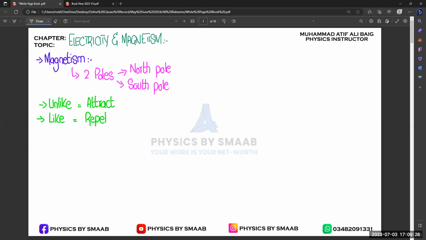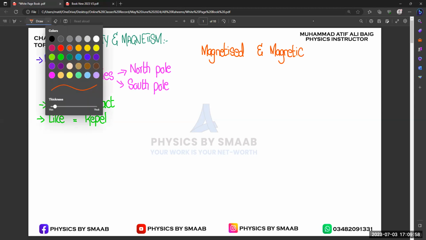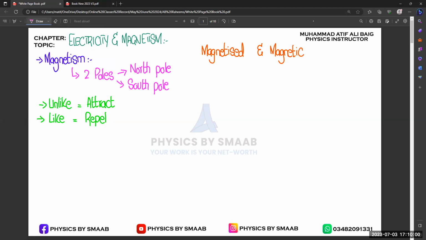Let's suppose we talk about the difference between magnetized and magnetic. The first term is magnetized, and the second term is magnetic. So what is the difference between these two terms? In this section, we need to know some basic properties. The first one is the magnetized material.